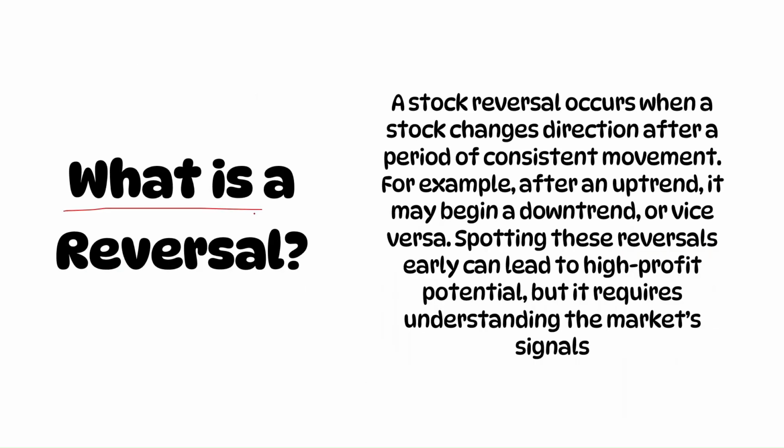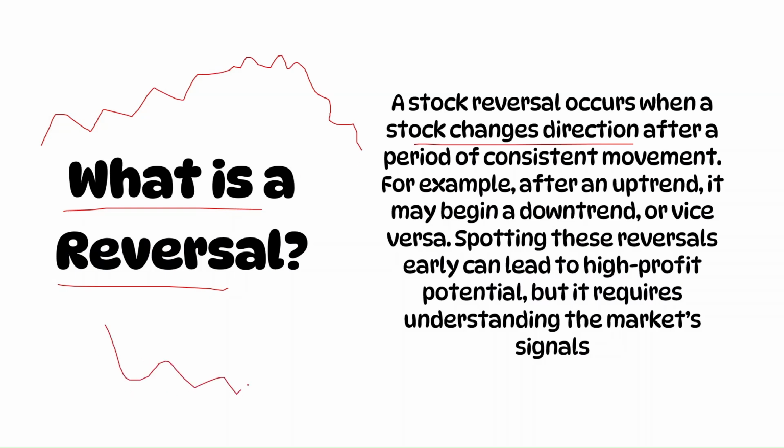So what is a reversal? Right. So a stock reversal occurs when a stock changes direction after a period of consistent movement. Right. For example, after an uptrend, it may begin a downtrend or vice versa. So a stock is going up and suddenly it stops and starts moving in the opposite direction, or it could be a stock is going down and starts moving in the upwards direction. So that is what a trend reversal is, or in simple language, a reversal. So spotting these reversals early can lead to high profit potential.